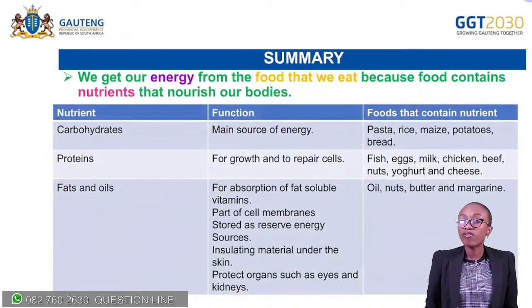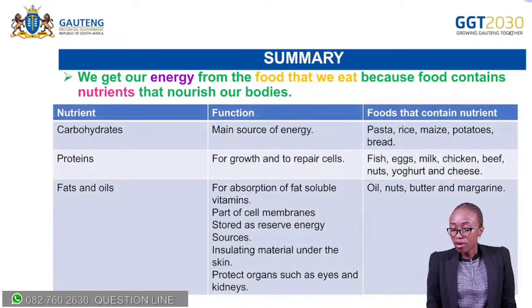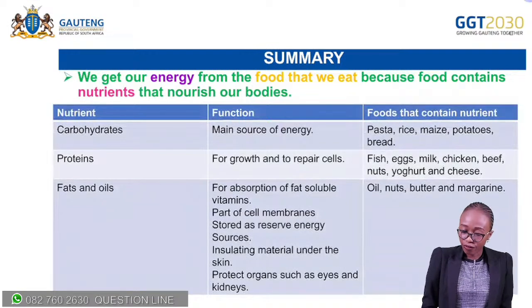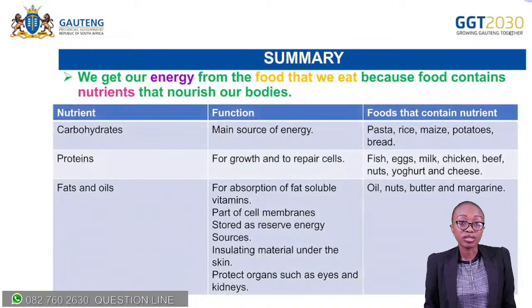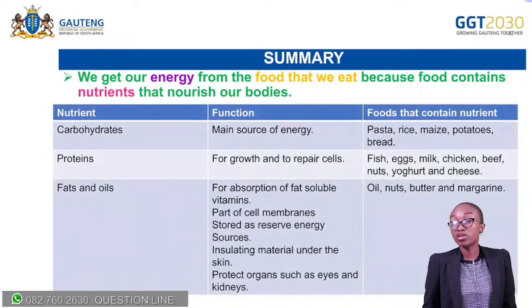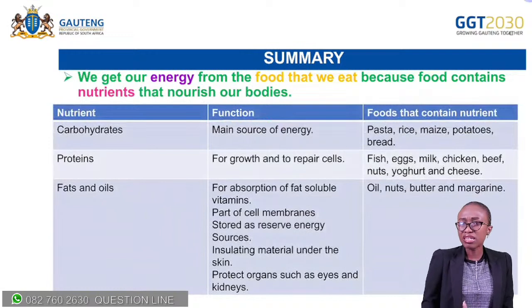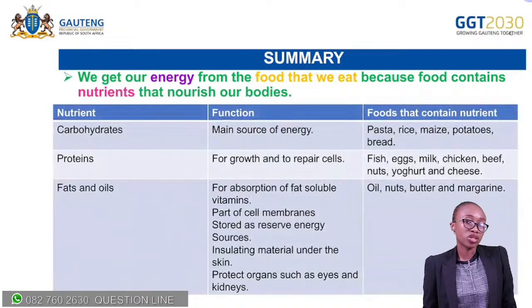Where can we find proteins? We find proteins in fish, eggs, milk, chicken, beef, nuts, yogurt, and cheese. We don't only find proteins in meat. That's why I included all other foods that are not meat. For you vegetarians out there, you can also have beans, your soya, and your lentils.